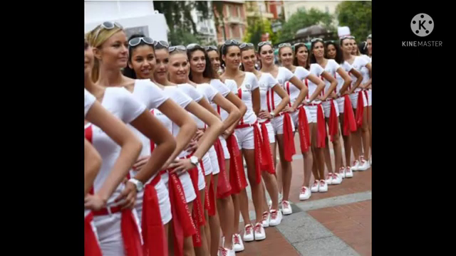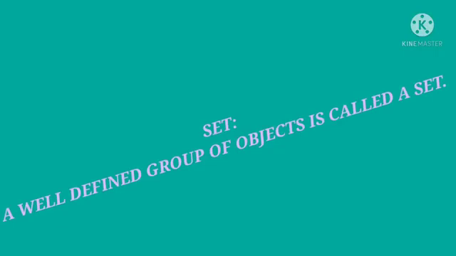See one more example. See this picture. Here all the girls are standing in a line. If I ask about a girl sitting in a row, then she does not belong to that group. That means here only one particular condition is there: all the girls are standing. There is no sitting girl in this line. So it is a well defined collection. So a well defined group of objects is called a set.